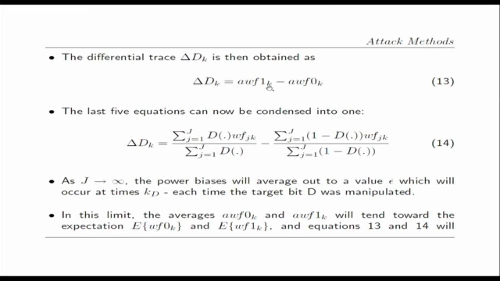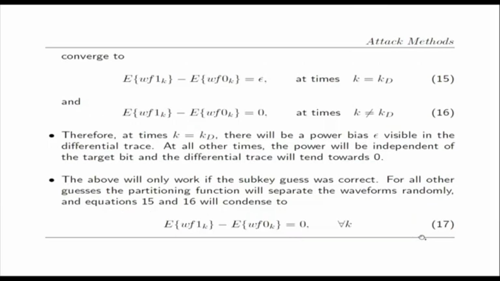So, delta of dk. If we combine and write the expression, it will be in this form. If j tends to infinity, then the power bias will average out to the value epsilon, which will occur as times dk. Each time the target bit d was manipulated. In this limit, the average on AF0 and the average on AF1 will tend towards the expected values of WF0 and WF1, and equations 13 and 14 will converge to epsilon and 0.